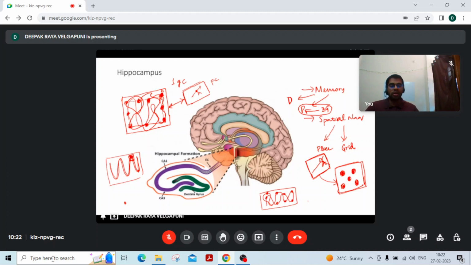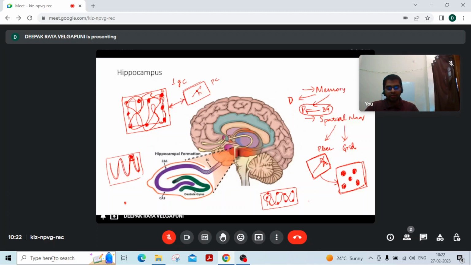So one of the main functions of hippocampus is memory and spatial navigation. And you see different connections in this hippocampus. You have entorhinal cortex, which is a gateway to hippocampus, and then you have CA1 and CA3 areas, and then dentate gyrus.